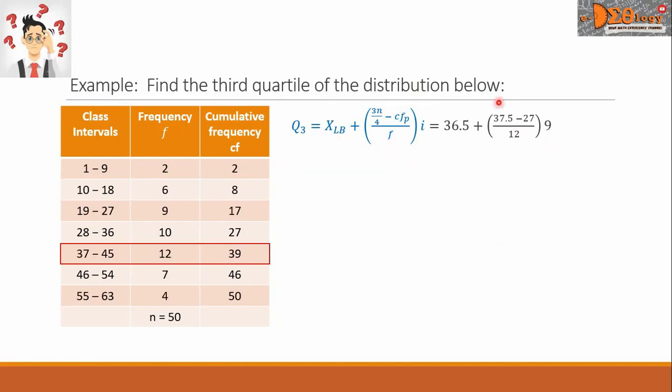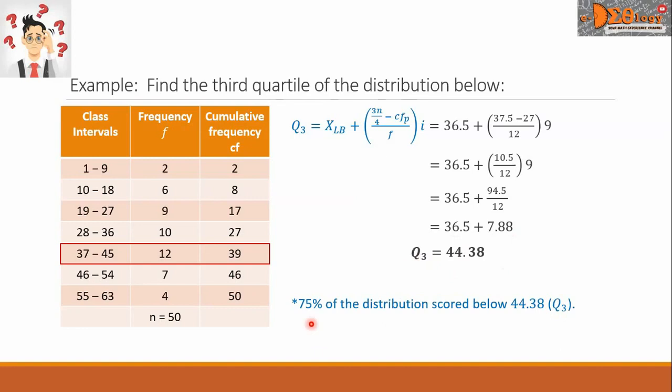Simplifying further, the 37.5 minus 27 is 10.5. And then let us multiply this 9 to the numerator. We will get the 94.5. We simplify this fraction into 7.88. And the sum of 7.88 and 36.5 is the third quartile value, which is 44.38.